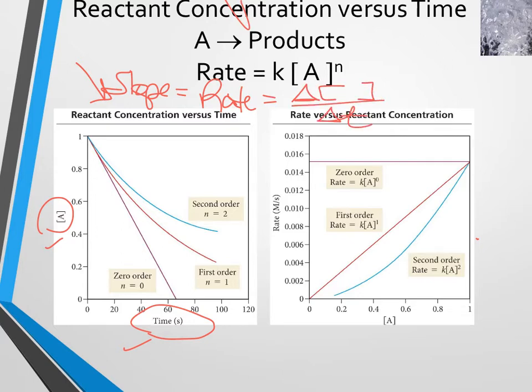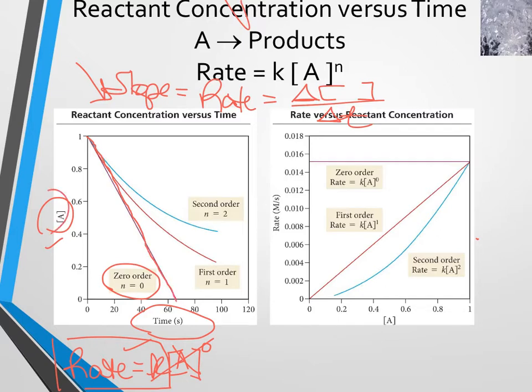So let's look at a zero order reaction. Looking at the rate law for a zero order, remember we learned in that case rate actually equals the rate constant, and it is independent of the concentration of the reactant. And so you can see here the slope of this line where it is zero order remains constant, which means the rate is constant regardless of the concentration.